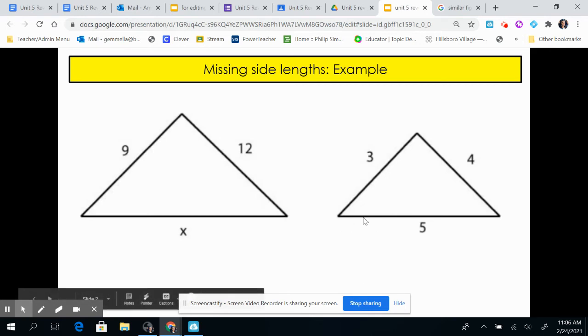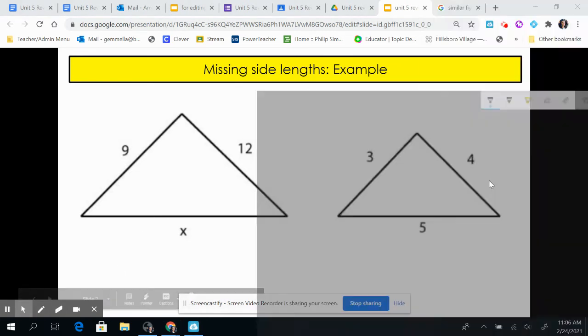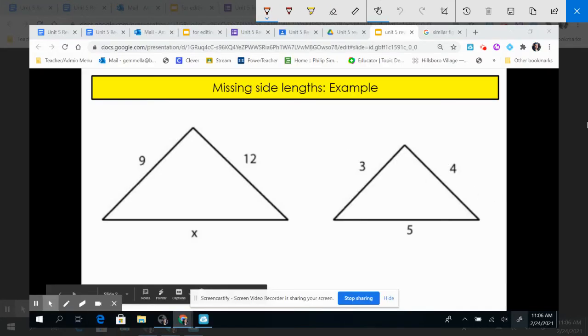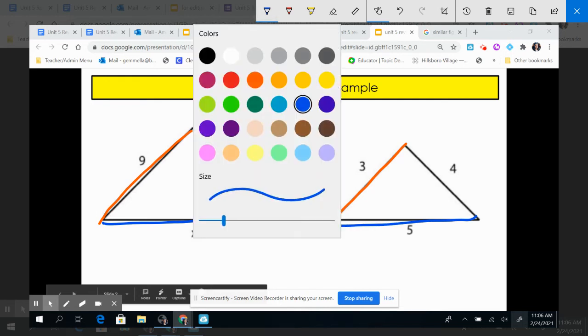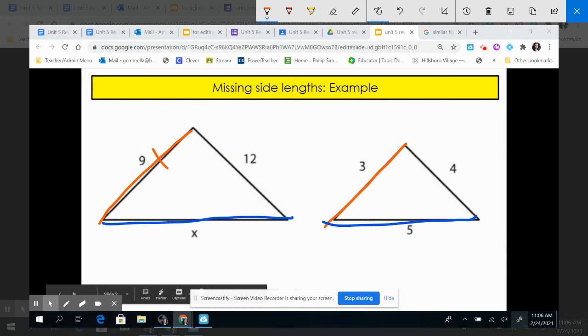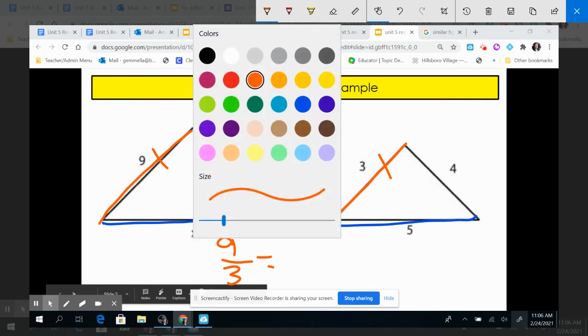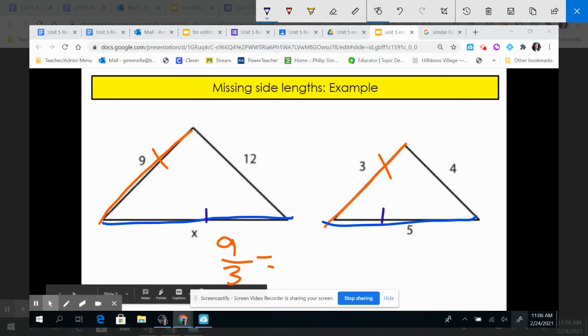Next, finding the missing side lengths. For this one, we're going to use corresponding sides to help us figure out the missing side lengths. So I'm going to do some color coding here. I think I'm going to use this side length and this side length, and then the missing side length is the one that's labeled as X, so I'm going to use that one and that one. So I am going to set up a proportion. I'm going to say, okay, if the ratio is 9 to 3, or 9 over 3, it needs to be equivalent to X over 5.